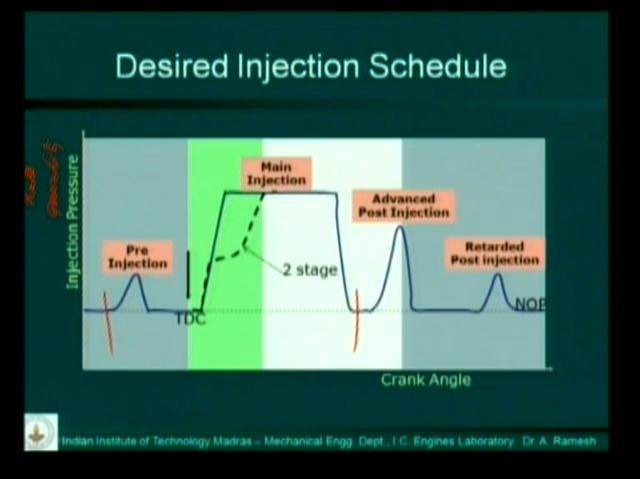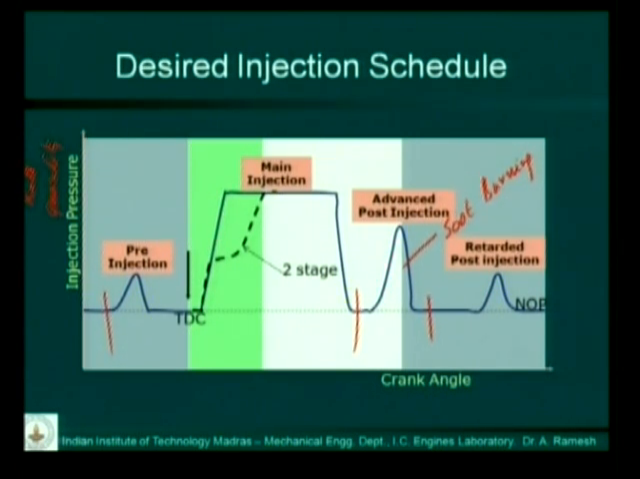Then after that, many engines stop with these two pulses, just two pulses and that's all. But now the third, fourth pulses are all coming because of emission norms. The third pulse is what is called advanced post injection. After the main injection stops, you again inject some fuel, and this is what is called soot burning. That is, the main injection, diffusion combustion injection, produces some soot, some smoke, and that smoke should not be emitted.